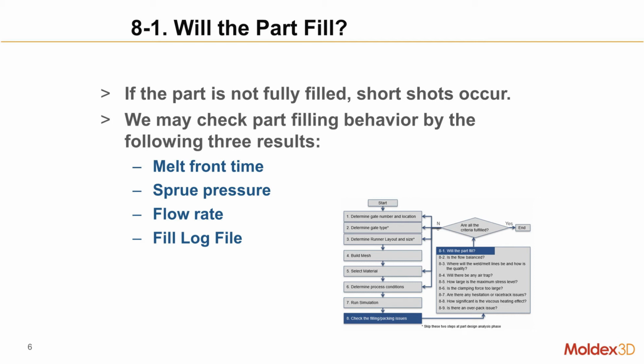In order to look for these, we are going to look at 3 results. Melt front time is the most basic or the most important one, the first one in the list that we have, followed by the sprue pressure curve and the flow rate that will go with it. We'll also look at the fill log file for that.